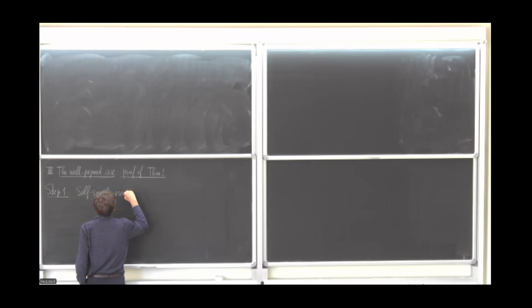And now we try to do the proof. The proof is in 5 steps. Step 1, the most important one: you have to introduce self-similar variables. This is the most important idea here, because you start with very singular initial data.